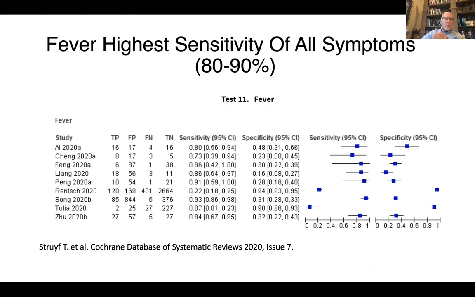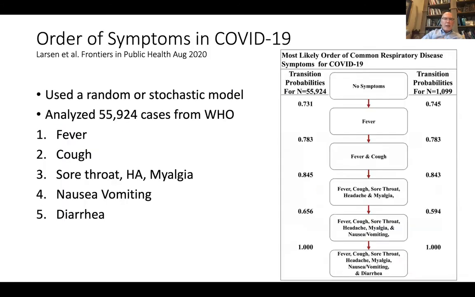Now, fever. There's a large Cochrane series, which reviewed hundreds of studies, and they looked at many symptoms. Fever was the most sensitive. In other words, a high percent of patients with COVID-19 will have fever, approximately 80 to 90%. So it's a very helpful sign, and it should be present in most cases of COVID-19.